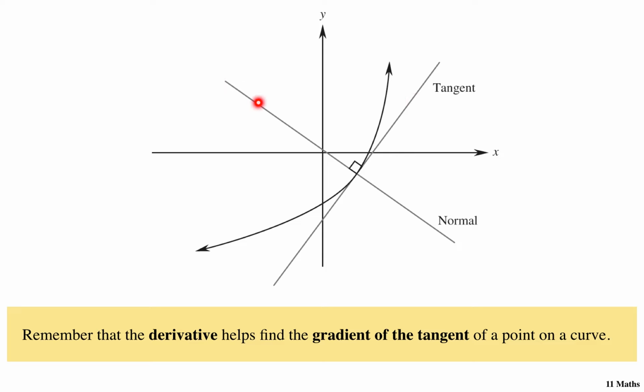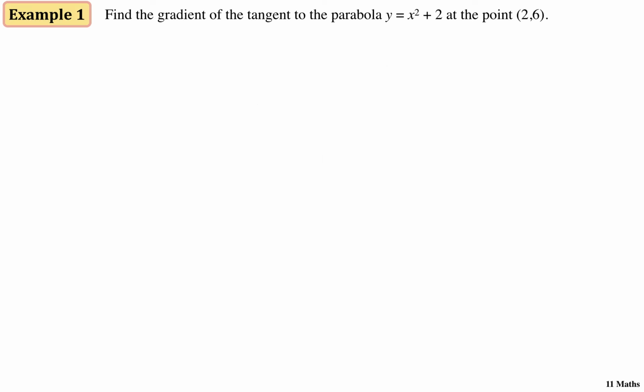We can also play around with the gradient of the normal because we know that a tangent and a normal have two gradients that multiply together to give -1. So let's try our first example. Find the gradient of the tangent to the parabola y equals x squared plus 2 at the point (2, 6).